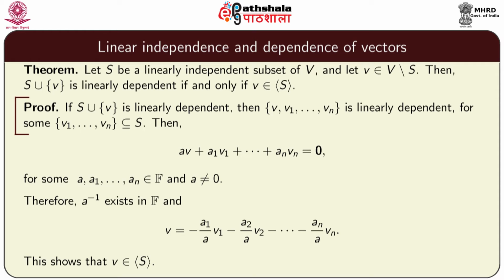Proof: if S union singleton v is linearly dependent, then the set v, v1, v2, etcetera up to vn is linearly dependent for some v1, v2, vn subset of S. Since we know that S is a linearly independent subset of V, we do have a non-trivial linear combination of v, v1 and vn giving rise to the 0 vector, which is a v plus a1 v1 etc. up to an vn equal to the 0 vector, where a1, a2 etc. up to an are elements in the field F, and a must be non-zero.